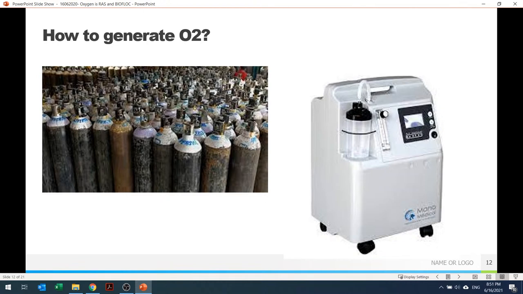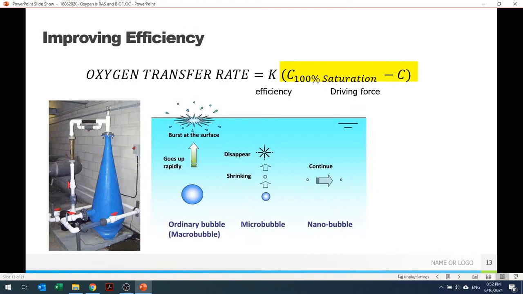Or you could use one of these small oxygen generators that are very popular nowadays because of COVID. But the problem is, if you try to use pure oxygen, you would find it's a waste of money. Why is that so? Because if you simply aerate oxygen into the water, the gas bubbles tend to float up to the surface and burst. Meaning the expensive oxygen you just bought got lost in a matter of seconds. So what do we do to improve the transfer rate?